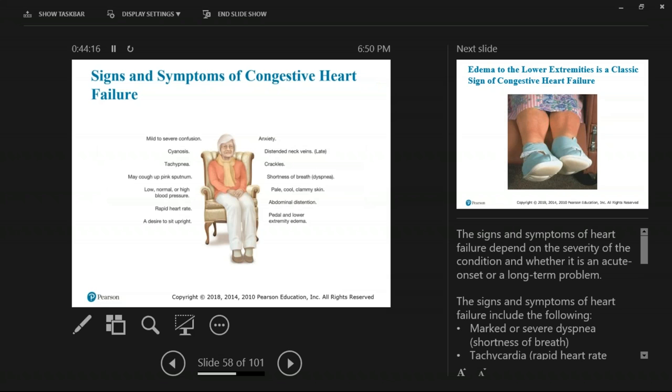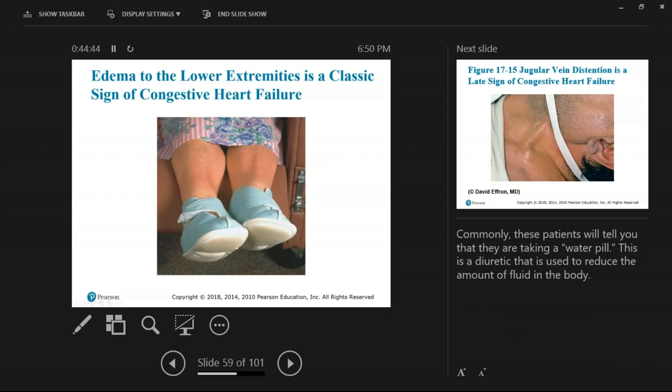But so here's poor grandma. She's in congestive heart failure. She doesn't feel good. She's tachycardic, with cyanosis. Again, everything you see in here, you should have seen at least once before. Her blood pressure can be anywhere. She may have pink frothy sputum because the pressure in her lungs gets so high that it just leaks across the capillaries.